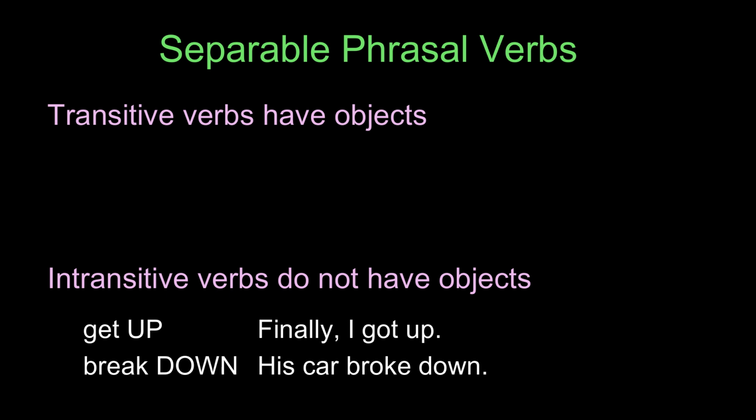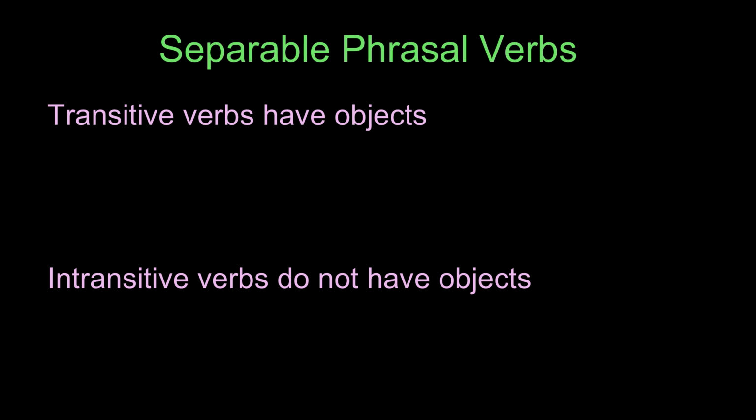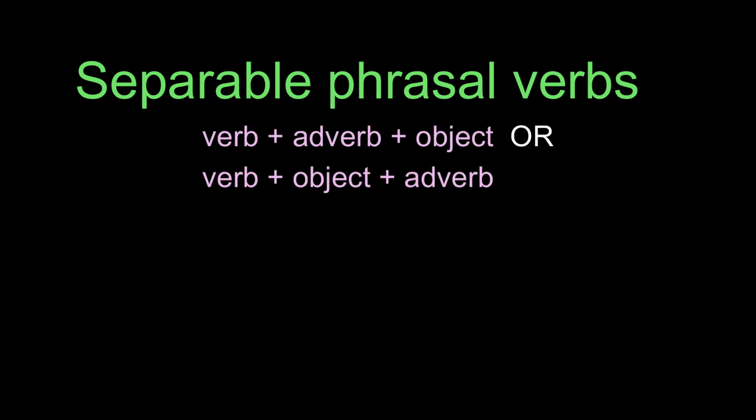These are examples of transitive phrasal verbs. Put off. We will have to put off the meeting. Turn down. They turned down my offer. When phrasal verbs are transitive verbs, requiring an object, the verbs and the adverbs can be separated by the object and are thus called separable phrasal verbs. For example, turn down is a separable phrasal verb, as the phrase can be used in the following two ways.